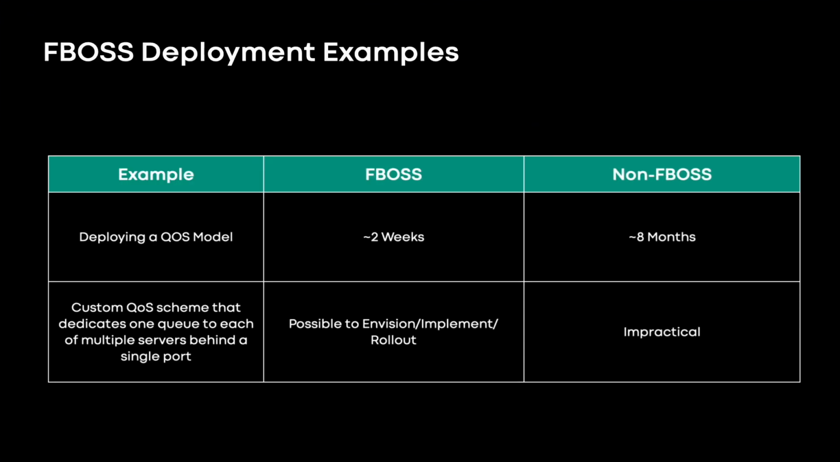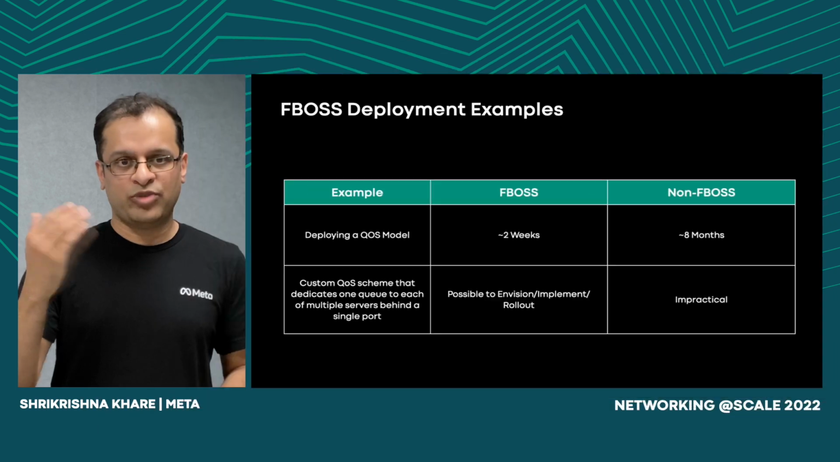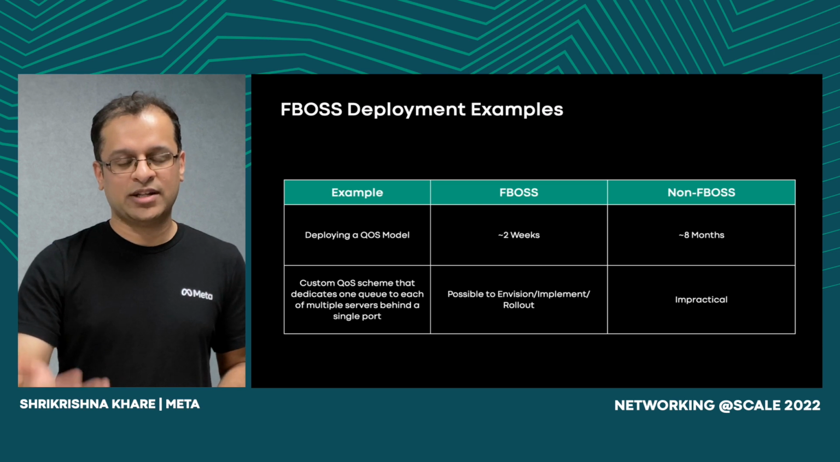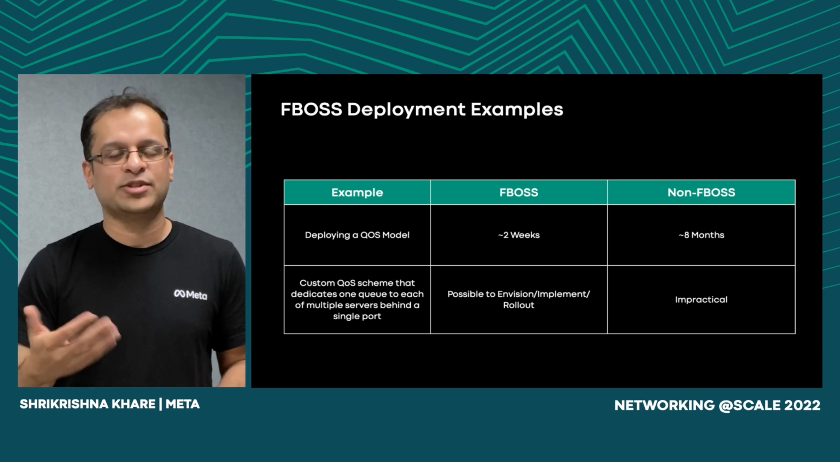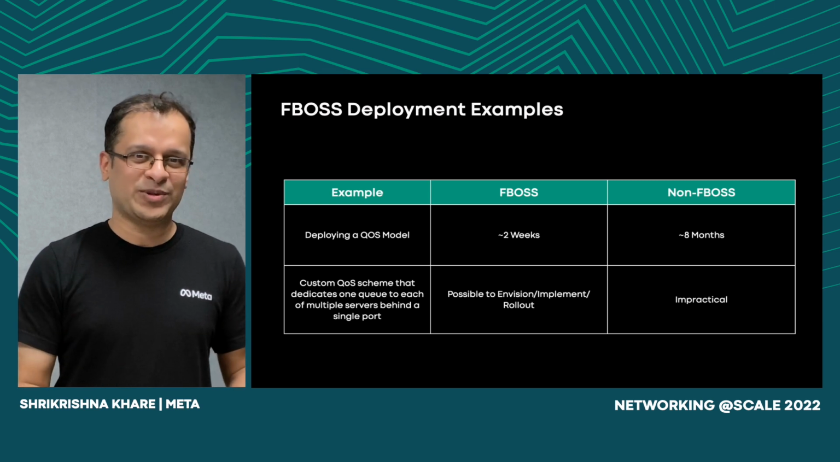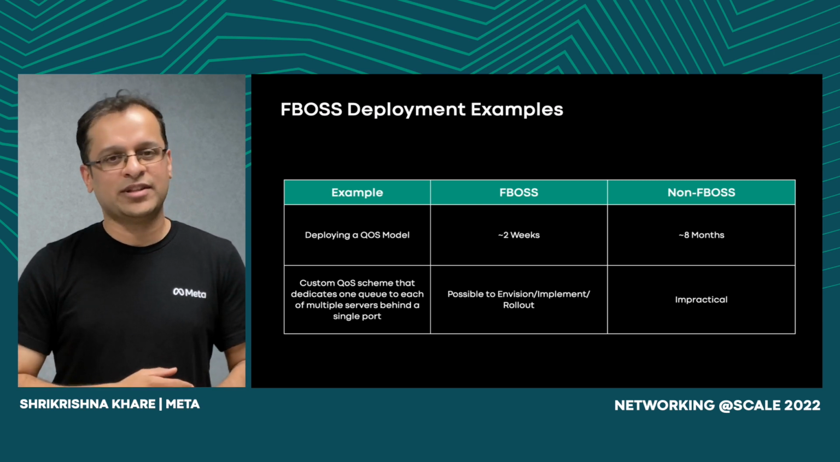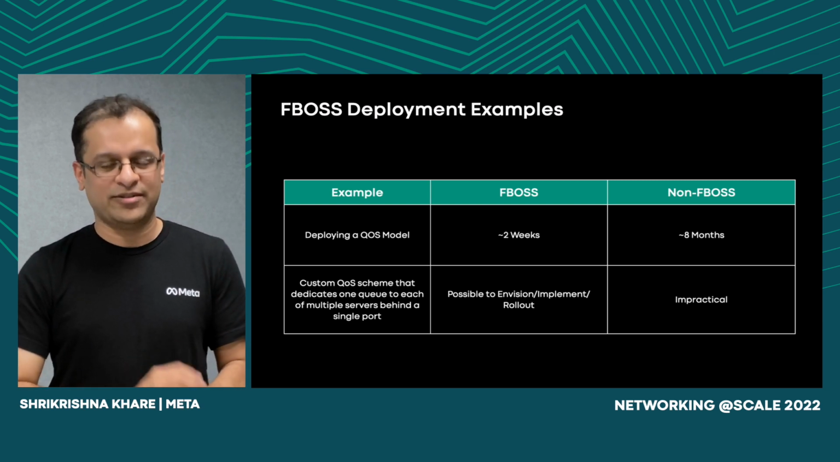Some examples of Fboss deployment. We had to deploy a new quality of service model, and contrasting Fboss with vendor devices, Fboss took us a couple of weeks to deploy this. On vendor devices, third-party switches, it took us several months. Another interesting example is we had a specific use case where we had to dynamically discover IP addresses behind a single rack port and associate different quality of service with each of those IP addresses. It was possible for us to envision, implement, and roll this out on Fboss devices in a relatively quick time, something that would be quite impractical for us to do on vendor devices.